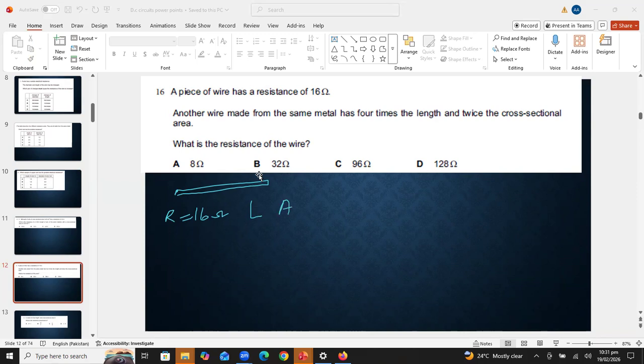Now they are saying another wire made from the same metal. So the wire is made up of the same metal, so it means their resistivity will be the same. It has a length 4 times the previous one. So there is one more wire, made of the same material, but the new length is 4 times the previous length. I'm using the letter L dash for the new length. And the new area is twice the cross-sectional area. We have to find the resistance. Can anybody tell me what is the right answer?